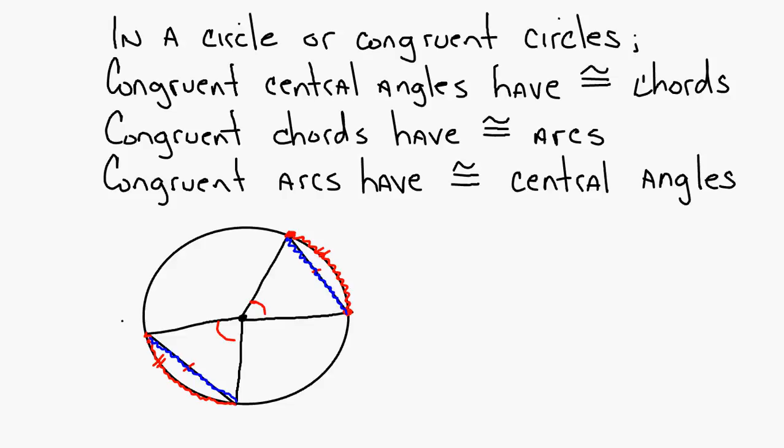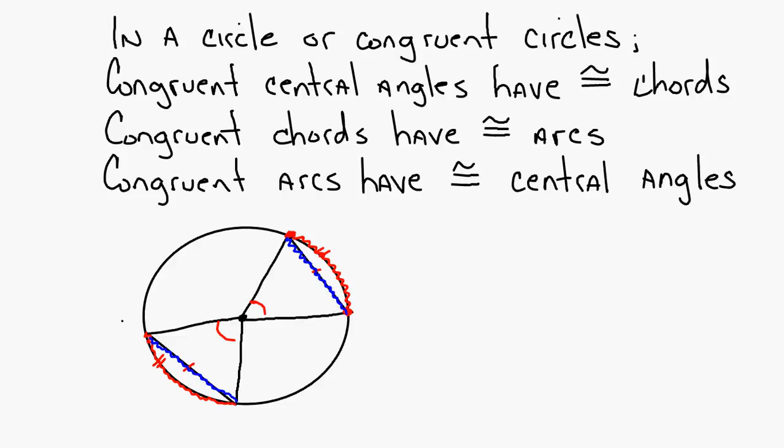If any pair of those items are congruent, then the others are congruent. Meaning, if the chords are congruent, then so are the arcs and the angles. If the angles are congruent, so are the arcs and chords. And if the arcs are congruent, so are the chords and angles.